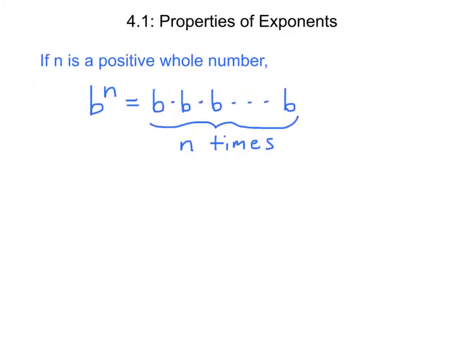Today I'm going to talk about properties of exponents and how you can use them to simplify expressions. Now let's start with the most basic kind of exponent, which is a positive whole number exponent.